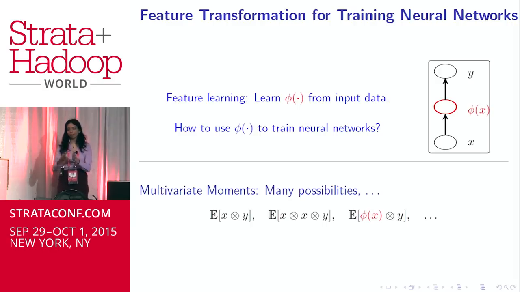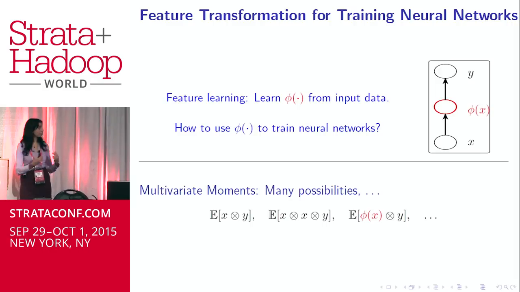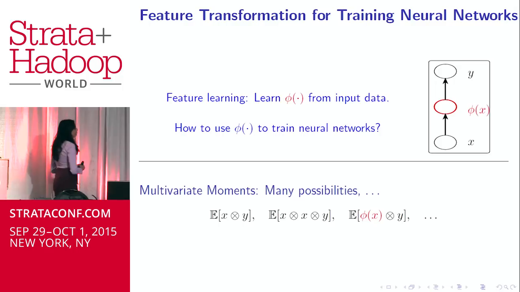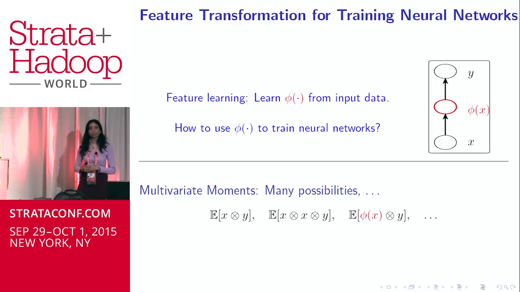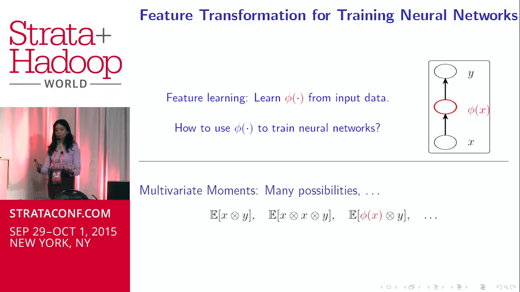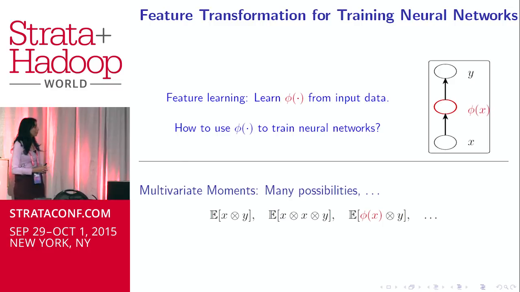And so the framework we look at are general transformations of the input, and then look at the correlation with the output and ask, what kind of information does it encode, and how can I resolve the parameters of the neural network by using this information.